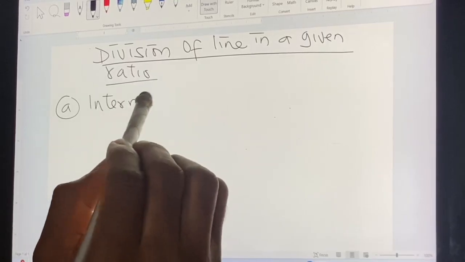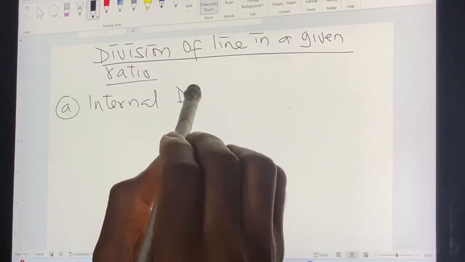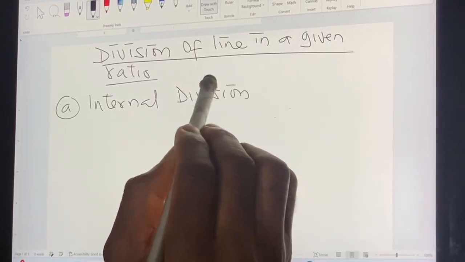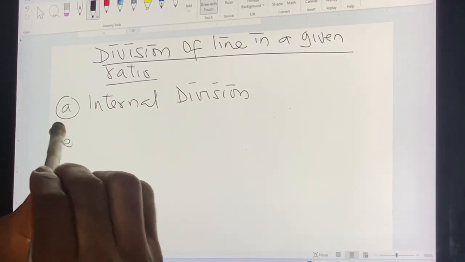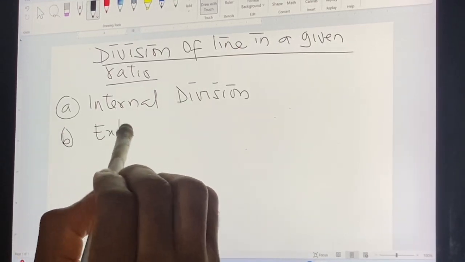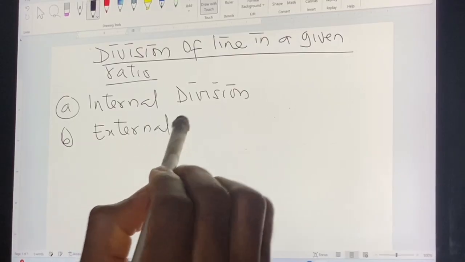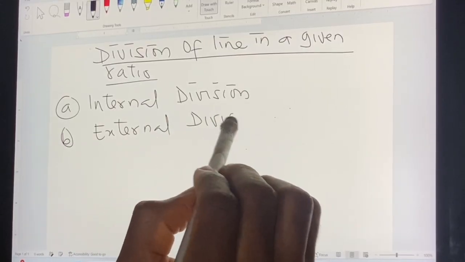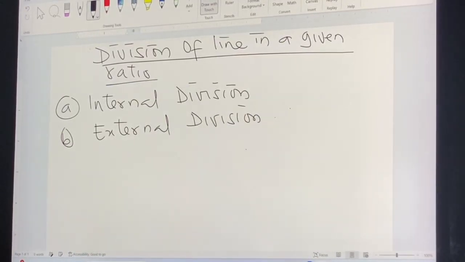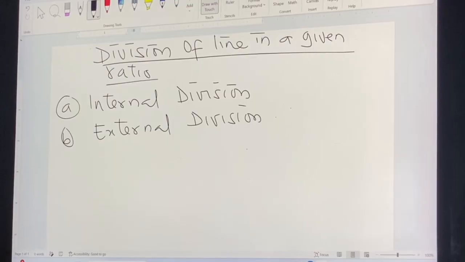A, internal division, B, external division. Please write down this internal division.